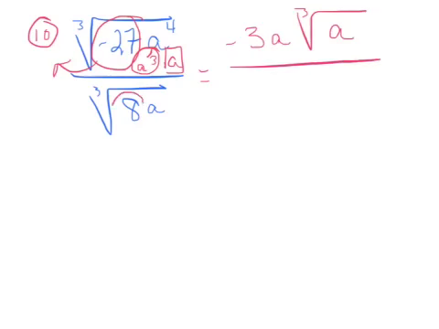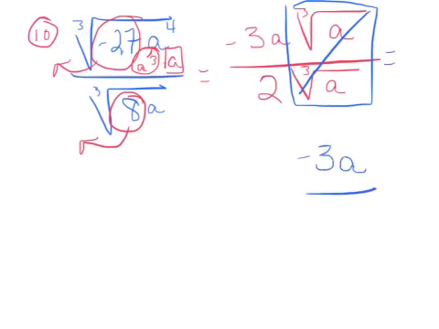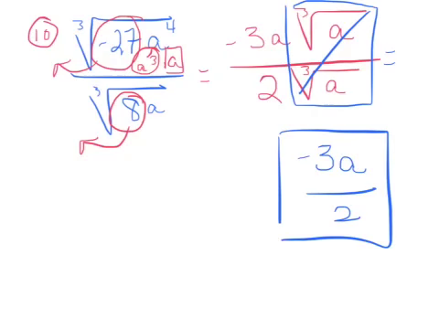Now in the denominator, I'm going to take the cube root of 8 and bring it outside the radical sign, which is 2. And that leaves cube root of a under the radical sign. Well, look what I've got. I've got the cube root of a over the cube root of a, which is 1. So my simplified answer is negative 3a over 2.